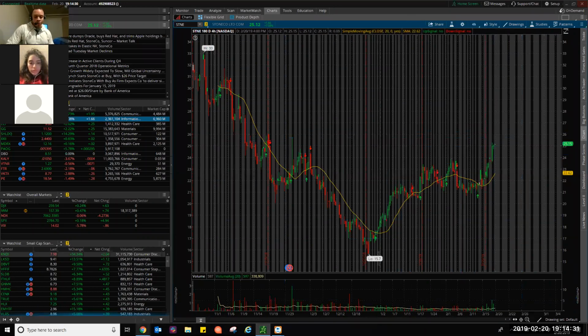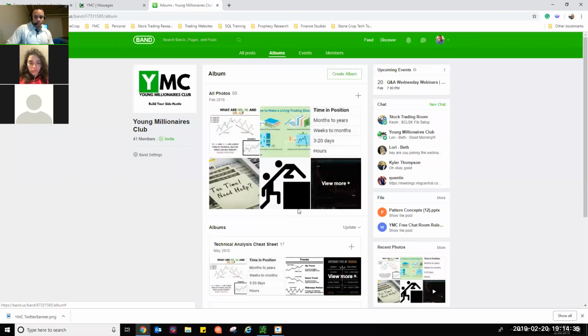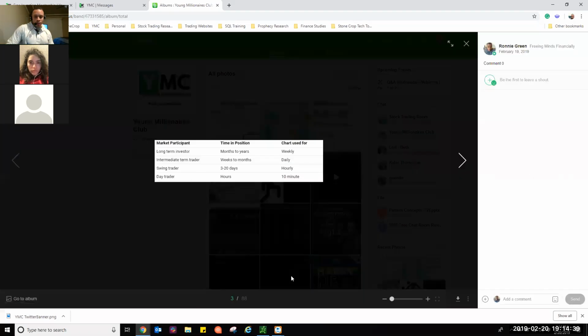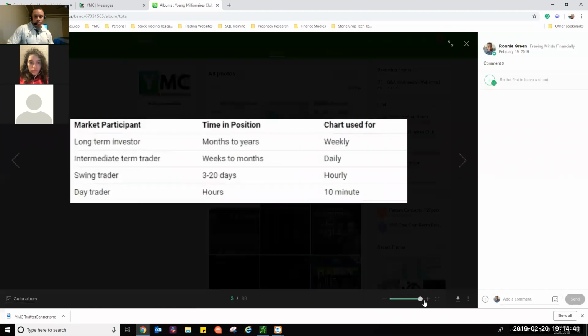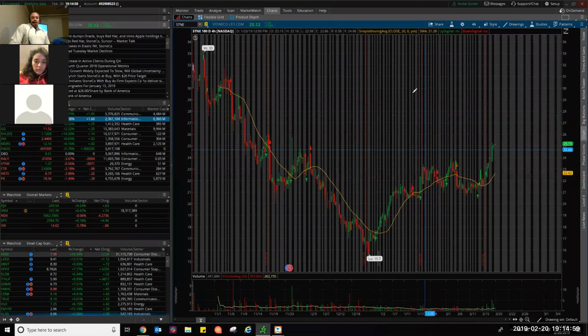And if you ever forget that, I just posted a photo in the album, and it kind of gives you a basis of what time frames to use. Yeah, I seen that. I'm gonna start looking at the hourly more. So if you're looking to hold 3 days to 20 days, which is basically 4 weeks, you want to look at hourly charts for your entries and your examinations. So that's the chart I'm on.